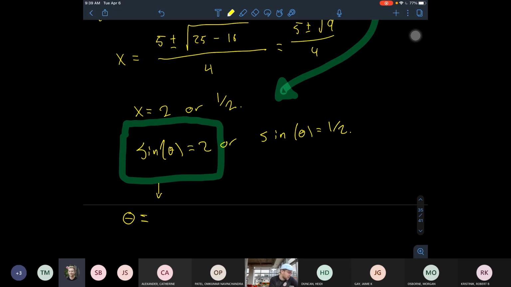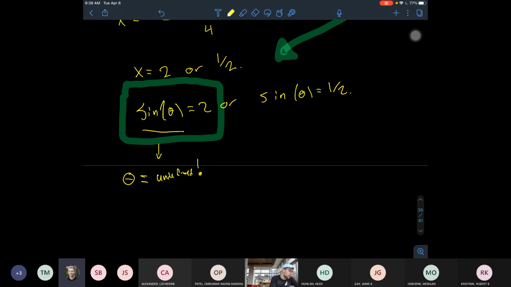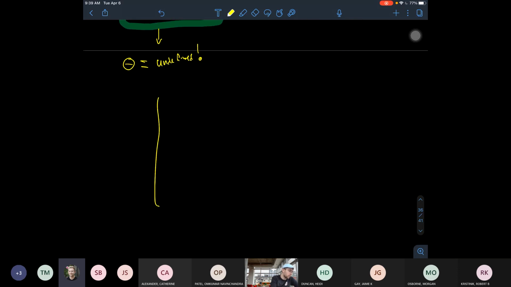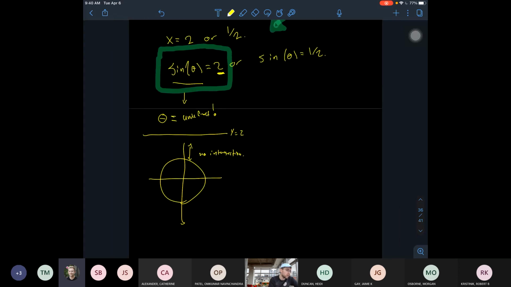Yeah, very good, Abdul Rahman. It's actually undefined. Why? Because sine of theta is expressing the y value of a point on the unit circle. If the y value of a point on the unit circle is 2, well, it's not a point on the unit circle, is it? Because the unit circle is here, and the line y equals 2 is all the way up here. And there's no intersection. So there's no values of theta which cause sine of theta to be equal to 2.